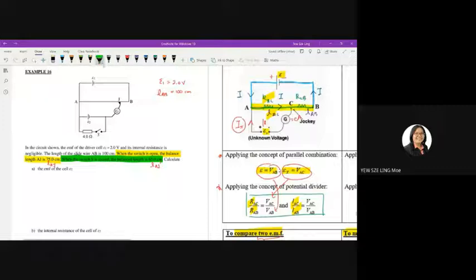So calculate the EMF of the cell. Now, when it comes to determining EMF, most of the time we don't want current flow in the lower circuit. So if the question asks you to calculate EMF, the first thing you have to know is that we don't want current flow in the lower loop. If you don't want current flow in the lower loop, what does it mean? Then you open the switch. So the switch is open.